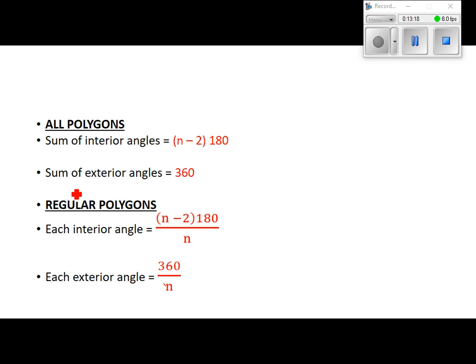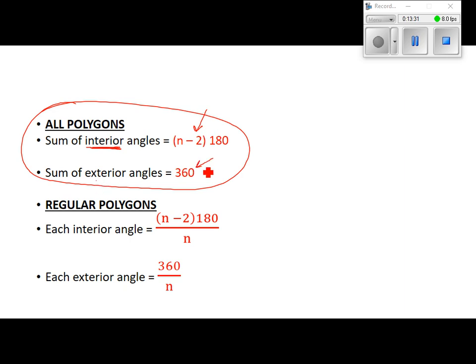This slide just gives you all 4 formulas. For all polygons, if you're looking for the sum of the interior angles, use this formula. If you're looking for the sum of the exterior angles, it's always 360. If you know the polygon is regular or equiangular, then we use this formula to find each interior angle. So each one separately, that means all of them are going to be the same because it was regular. And we use this formula to find each exterior angle because all of them are going to be the same.